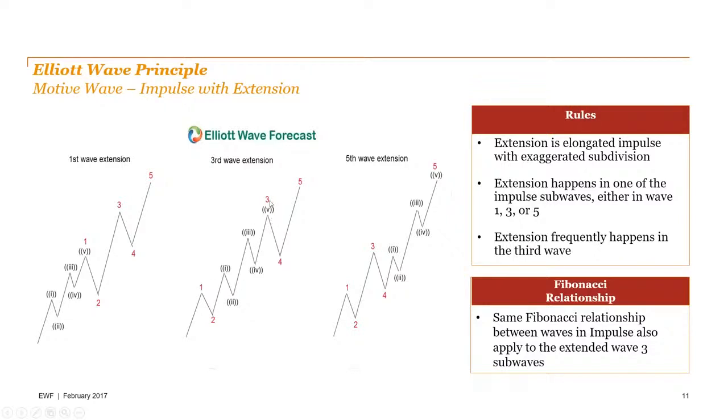So you see how it is extended in wave 3. By far this is the most common. Sometimes it can be extended in wave 1. Sometimes it can be extended in wave 5. But all of them still suggest 1, 2, 3, 4, 5. And extension is elongated impulse with exaggerated subdivision. Extension happens in one of the impulse subwaves, either in wave 1, wave 3, or wave 5. Extension frequently happens in the 3rd wave. So this is the most common one.